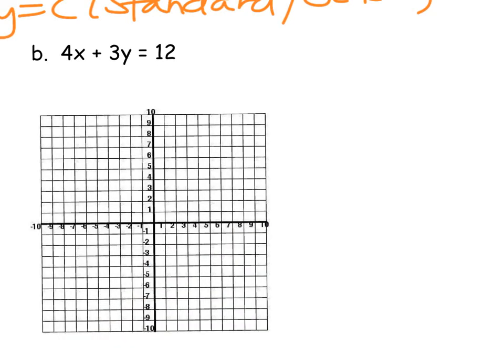When your equation isn't in slope-intercept form, there's another method that you can use for graphing. This method is called standard or general form, and it's called that because the x and the y are on the same side. The number or coefficient in front of x is your a value, the number in front of y is the b value, and then c stands for the constant on the other side.